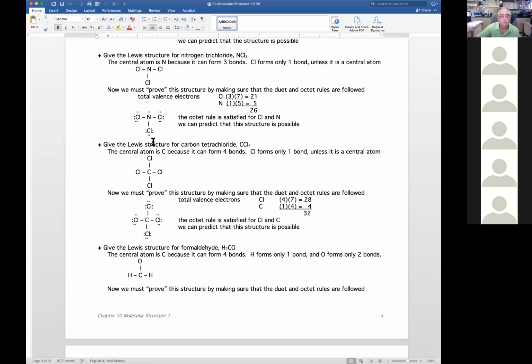What about nitrogen trichloride? So I would predict that nitrogen would be the central atom, right? So I would predict this would be true. Now to prove it, I got to count up all the valence electrons. I get 26. So first into the bonds, that takes care of 6 of them. Then I would put them into the outer atoms. So another 6, another 6, another 6. And I got 2 left over. Where is it going to go? On the central atom.